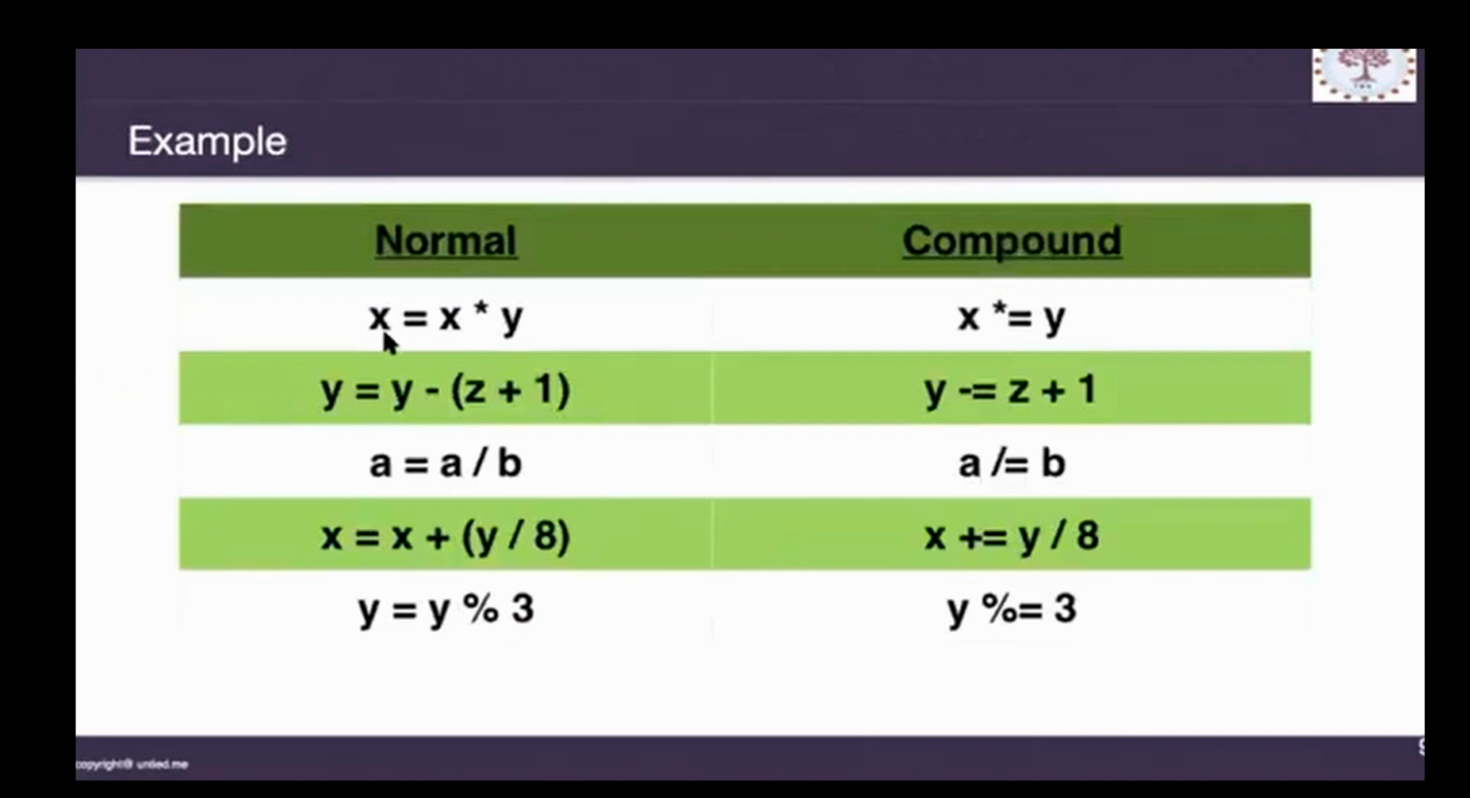For example, in normal circumstances you would write x equals x into y. But as a compound statement, both give the same result, and you write x star equals y. If you have y equals y minus z plus 1, you can also write it as y minus equals z plus 1. Here you have to understand that a side effect may occur, because you don't know whether y will decrease by z only or by z plus 1. Whenever there is this type of confusion, use brackets so that you clearly understand what will happen.